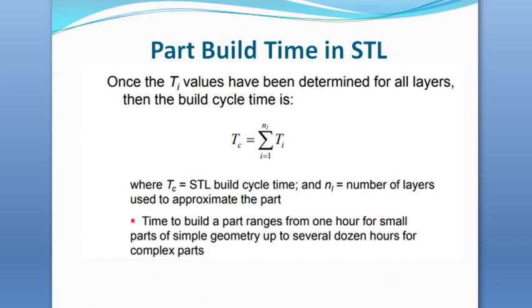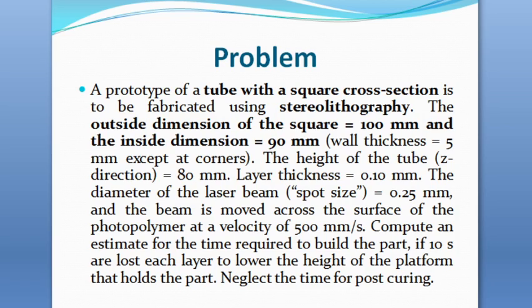Time to build a part ranges from 1 hour for small parts of simple geometry up to several dozen hours for complex parts. According to the complexity of the part, the time may increase from 1 hour to several dozen hours. Now consider a problem using the above formula.